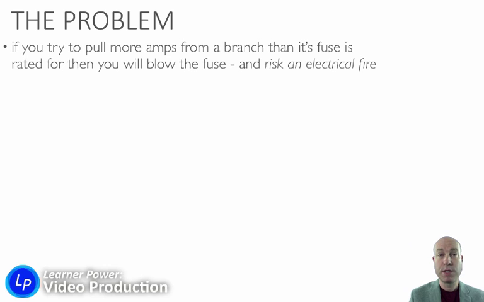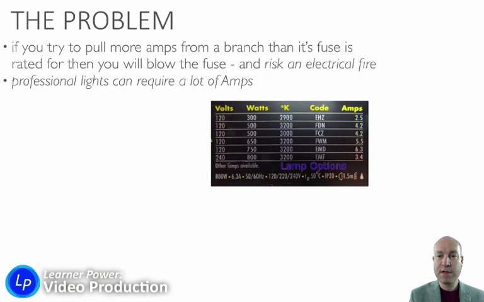The danger here is you could risk an electrical fire. So this is important. This is a safety hazard that you need to be aware of when you're bringing professional video lights into any kind of scenario, especially in a home where you might have small amperage rated fuses. Okay, so professional lights can require a lot of amps. How many? Well, check out this chart.